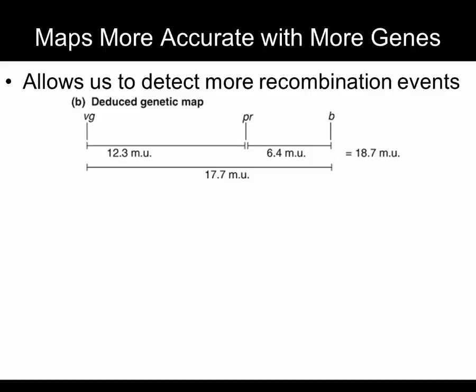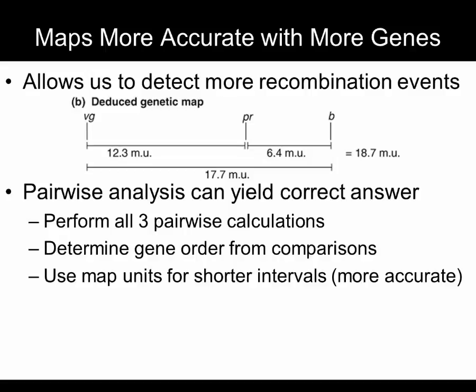So using more genes is preferable because it allows us to detect more recombination events. From a labor standpoint, it also means doing a single cross rather than the 3 it would take to do one pair at a time. You can still analyze the genes pairwise, compare the values to get the gene order, then go with the shorter intervals for the distances because they'll be more accurate.